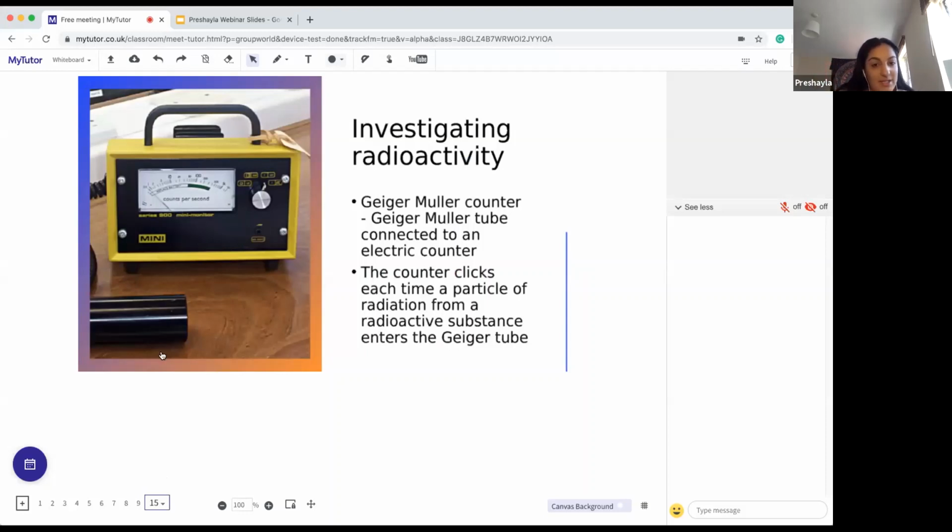Now, how do we test the radiation that is being emitted? We use an apparatus called a Geiger-Müller counter. The Geiger-Müller tube is connected to an electric counter. This is our electric counter, and this is the Geiger-Müller tube. The counter clicks every time a particle of radiation from the radioactive substance enters the tube. So we might have our radioactive substance here. You put the Geiger-Müller tube near it, and it picks up all this radiation that is flying off, all these little alpha particles and beta particles. Every time it picks one up, it clicks.